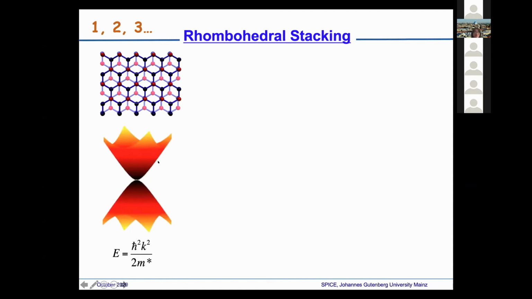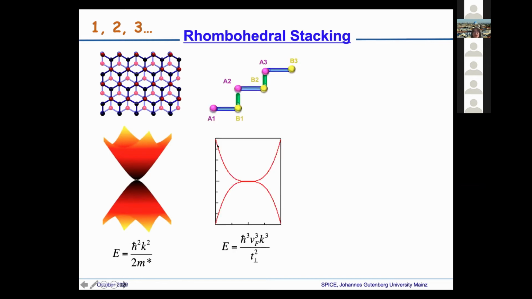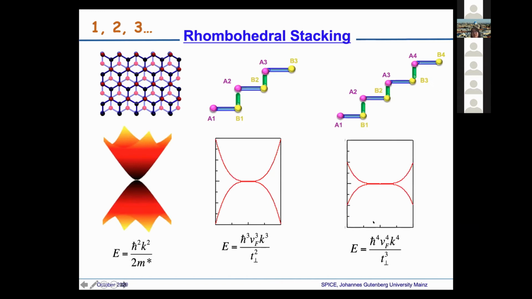So, for example, in bilayer graphene you will have a quadratic dispersion. If you go to rhombohedral stacked trilayer graphene, you will have a cubic dispersion. If you go to rhombohedral stacked tetralayer graphene, you actually have a quartic dispersion. So you can see as you stack up the graphene, with more and more layers, the bands become flatter and flatter.